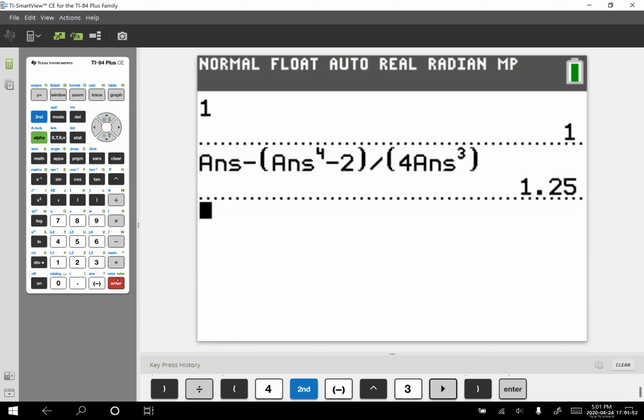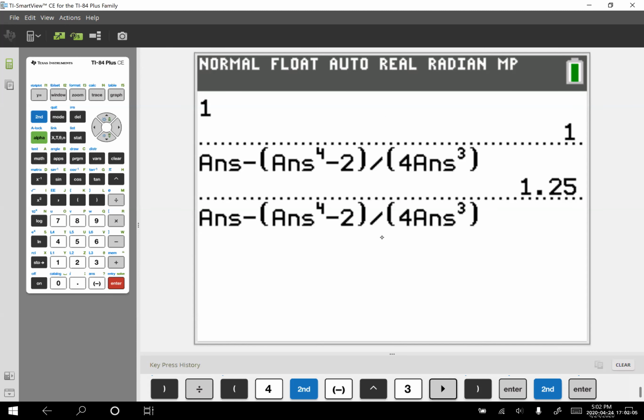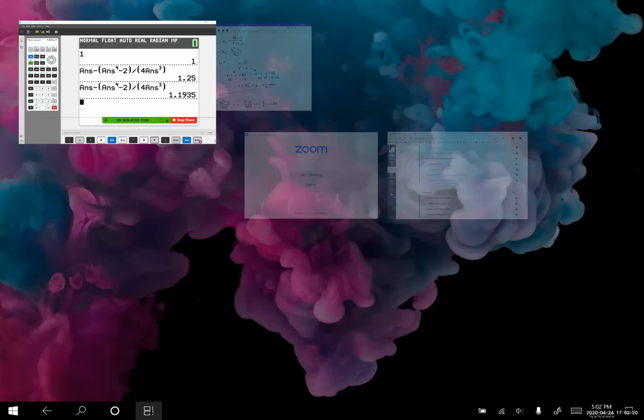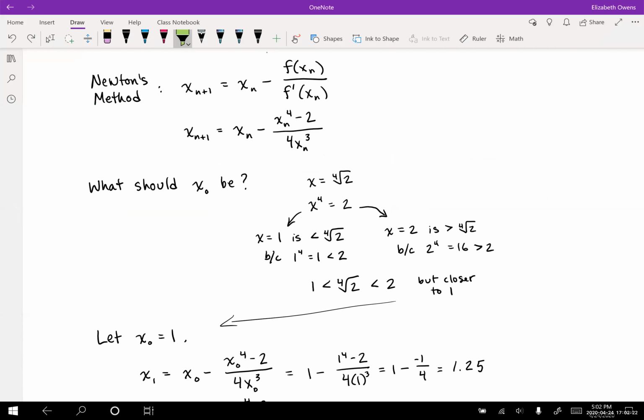We had found that. And so now remember, to find x sub 2, here's where things get nice and easy with the calculator. You get to press second and enter to get that exact same entry back. And now answer, ANS, is 1.25 instead. So we just press enter, and there is x2, 1.1935. All right, so let's write that one down.